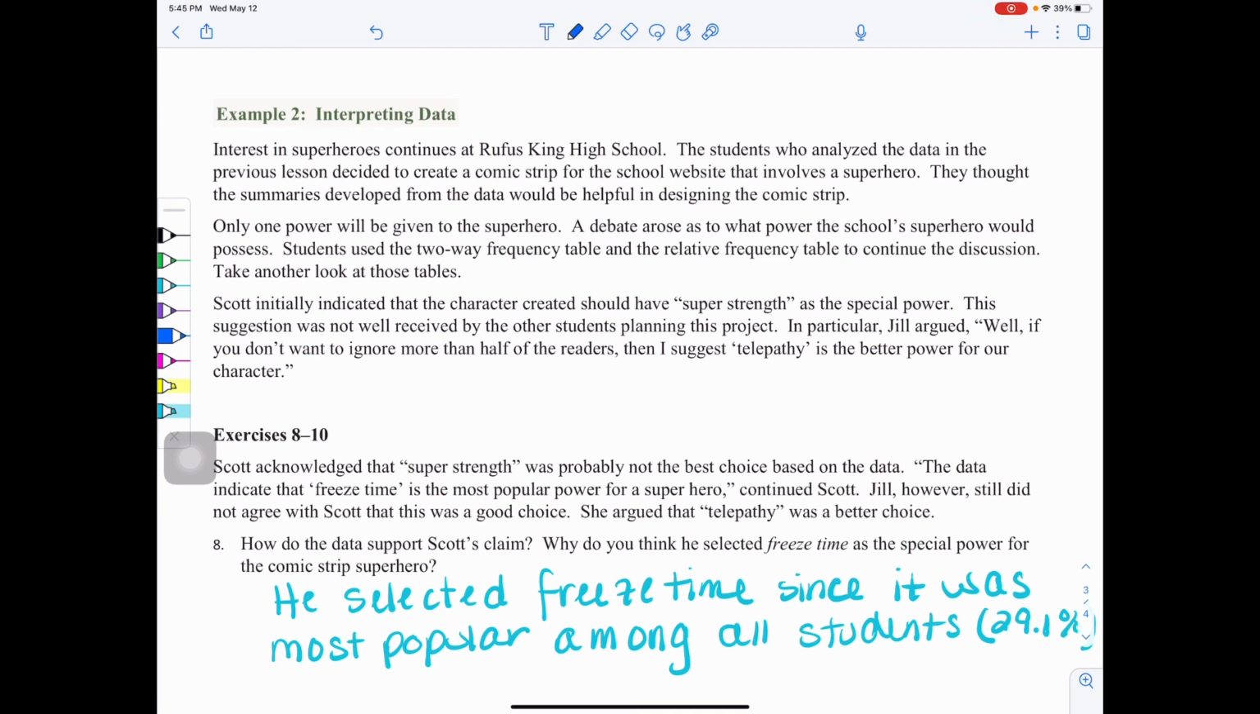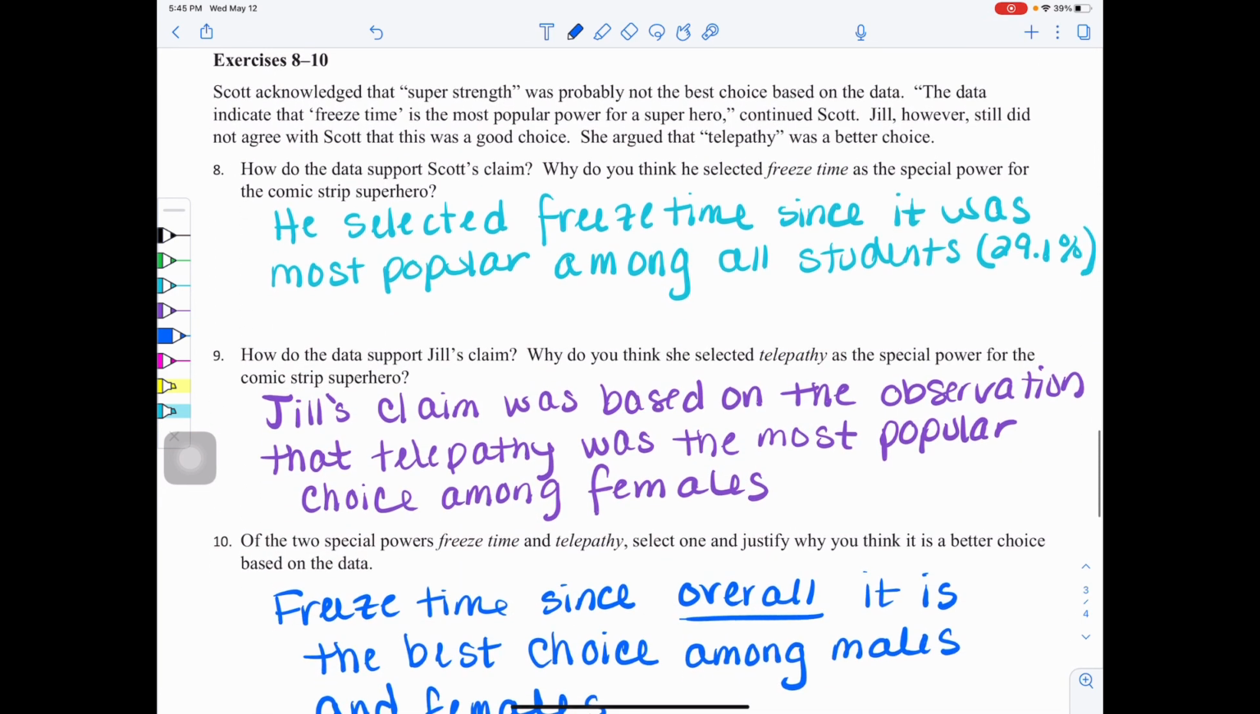Scott initially indicated that the character created should have super strength as the special power. This suggestion was not well received by the other students planning this project. In particular, Jill argued, well, if you don't want to ignore more than half of the readers, then I suggest telepathy is the better power for our character. So in exercises 8 through 10, Scott acknowledged that super strength was probably not the best choice based on the data. The data indicates that freeze time is the most popular power for a superhero. Continued Scott. Jill, however, still did not agree with Scott that this was a good choice. She argued that telepathy was a better choice.